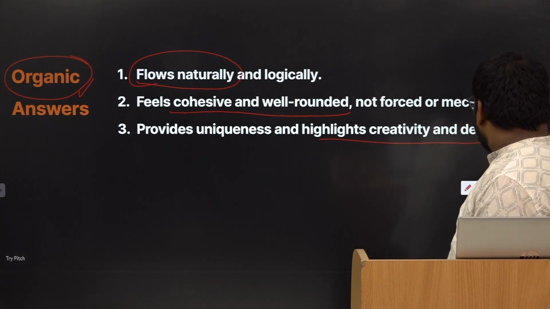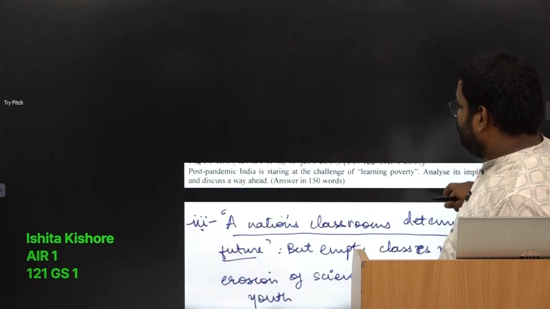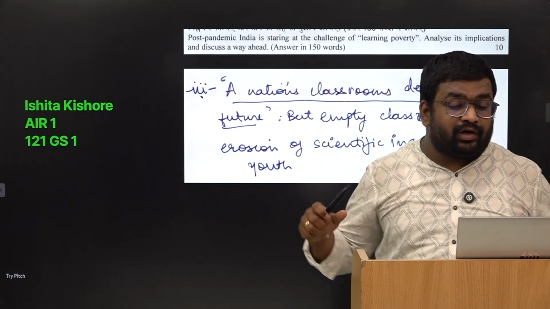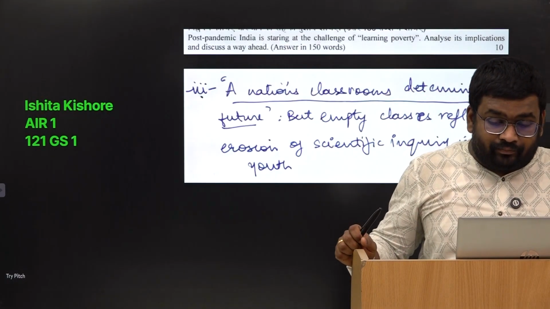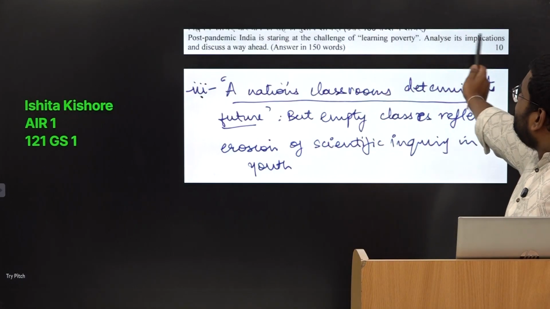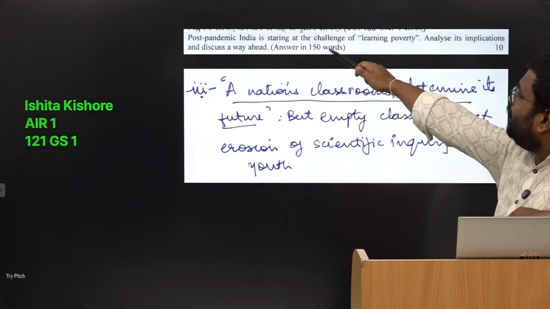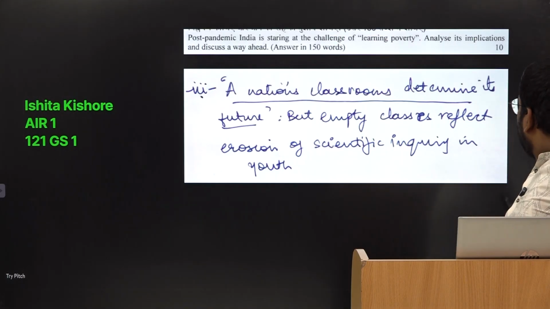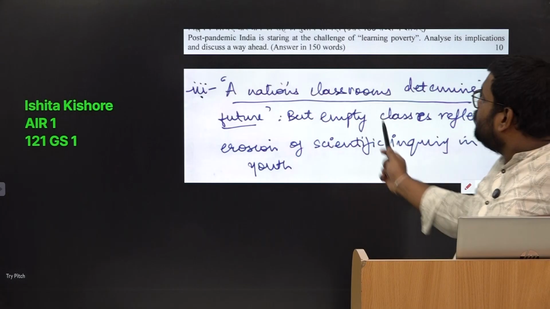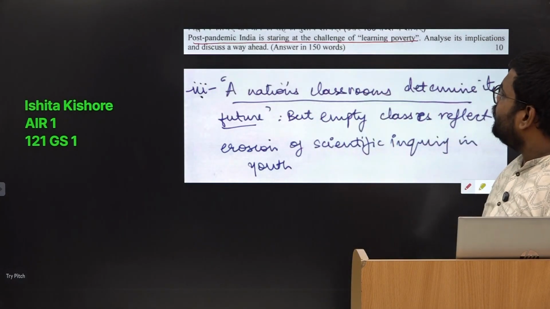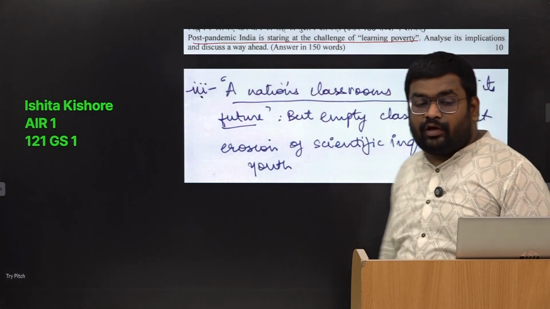So just to give you the best example of this, Ishita Kishore, who got 121 in GS1. The question: post-pandemic India is staring at the challenge of learning poverty, analyze its implications, discuss the way ahead. So the question is very straightforward, and in the introduction itself we have to address this: post-pandemic India is staring at the challenge of learning poverty.